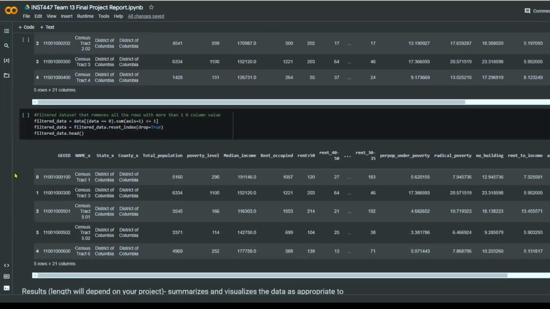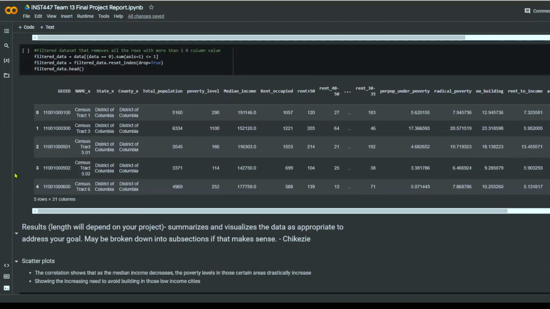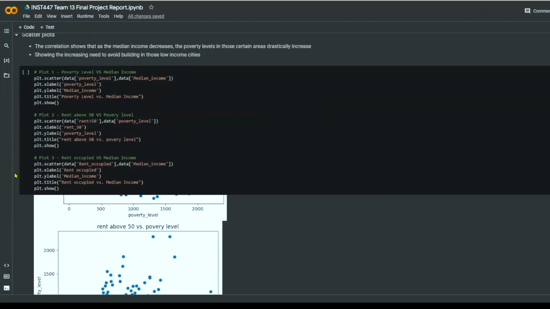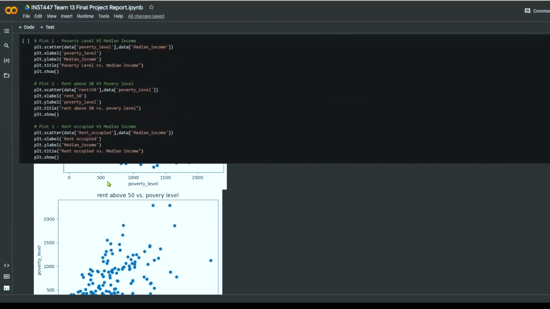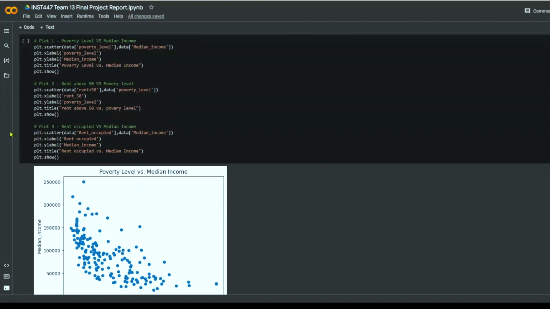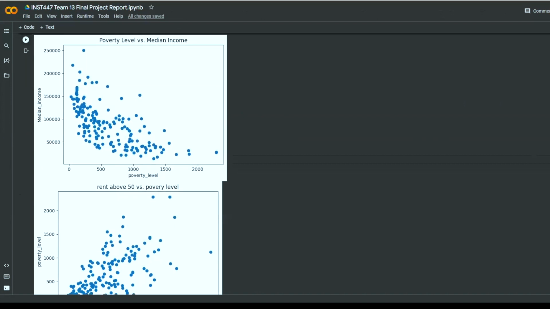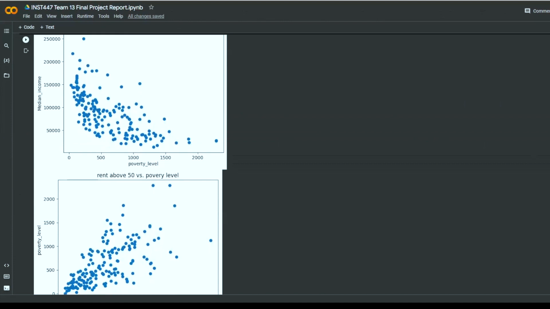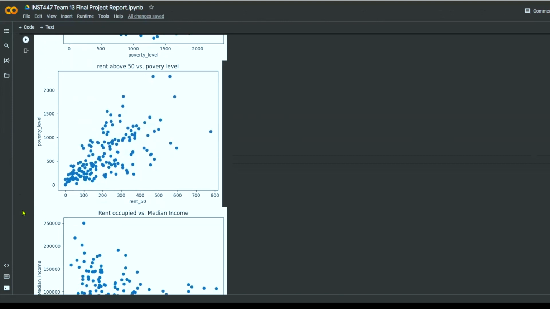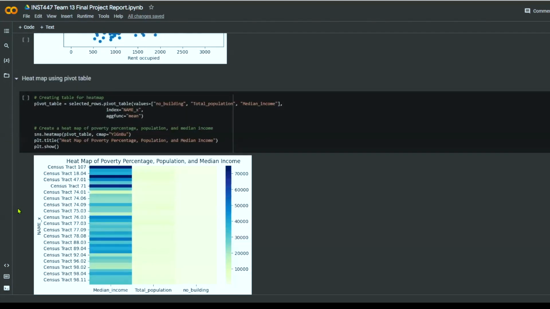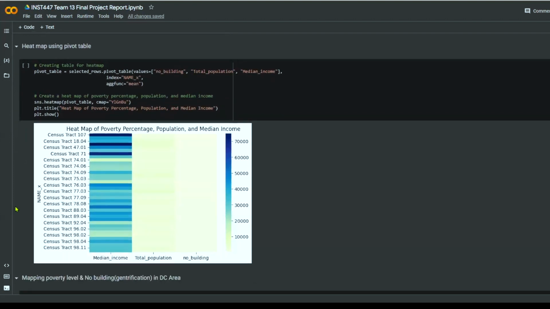Given that, we got the filtered data, which was collecting the cities with the highest poverty levels. From the results, we got visualizations based on the poverty levels and the median incomes. What we notice is that the lower the income is, the higher the poverty status is. So there's a correlation between people who make less money and the poverty levels in certain areas in DC. You can see those data sets over here with also a heat map to show it.